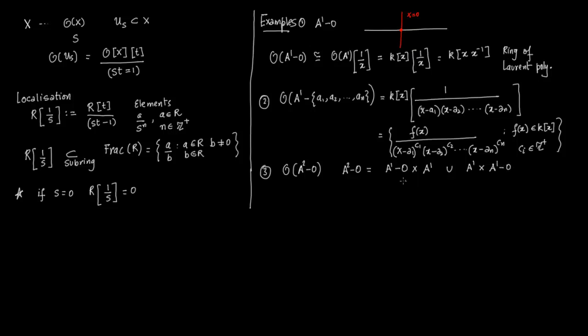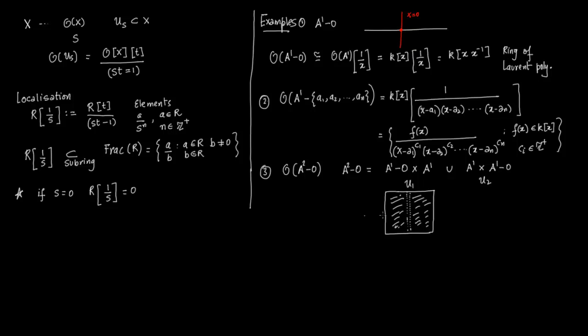Now I will pictorially draw these two sets. The first set I'm going to call U1, the second set U2. Let us pictorially see what these represent. U1 is nothing but the plane with the y-axis missing. You take the x-axis, take one point out of it, and then times A1. What it looks like is this.